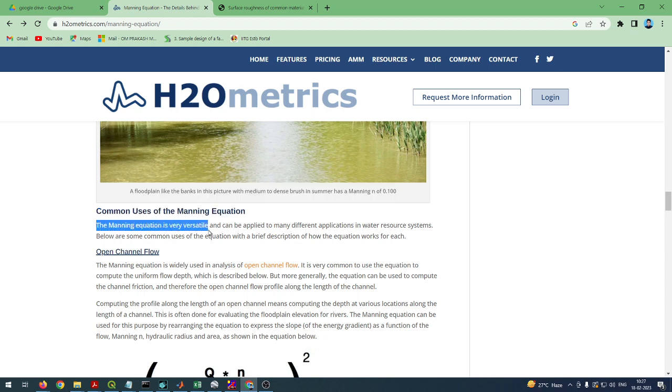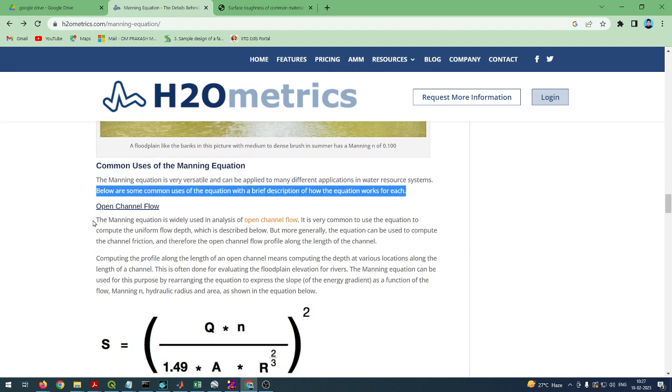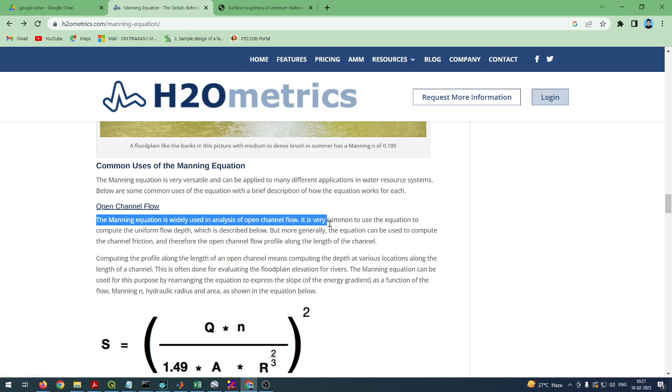Common uses of the Manning equation. The Manning equation is very versatile and can be applied to many different applications in water resource systems. Below are some common uses of the equation, with a brief description of how the equation works for each. Open channel flow: it is very common to use the equation to compute the uniform flow depth, which is described below.